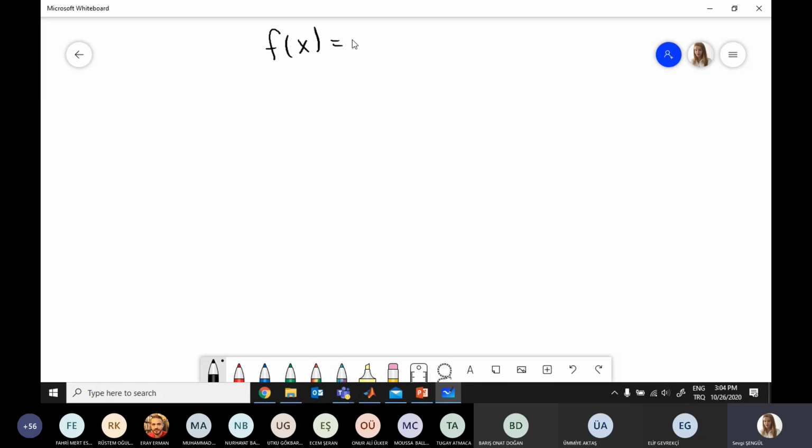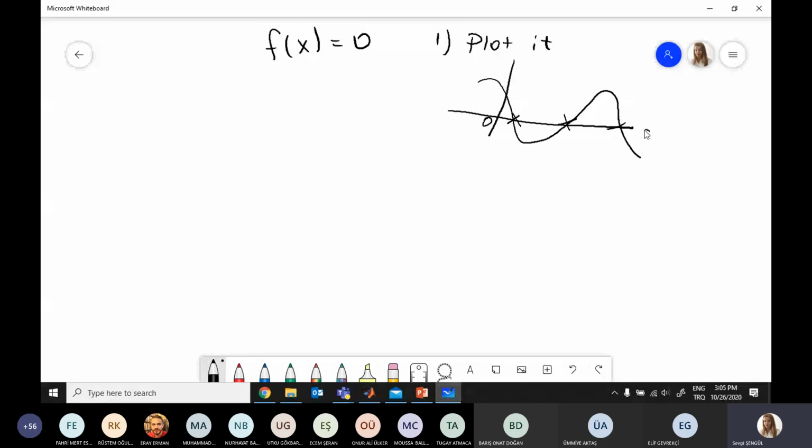We were looking for how we can find the x that makes our function 0. So we said that the first thing we should do is plot it. If you plot it, you will see what the roots of this function will be. As you can see, there are 3 roots for that one. Maybe it's more, but between this 0 and a, we can say that there are 3 roots. And by looking at this plot, you can understand what kind of function you have.